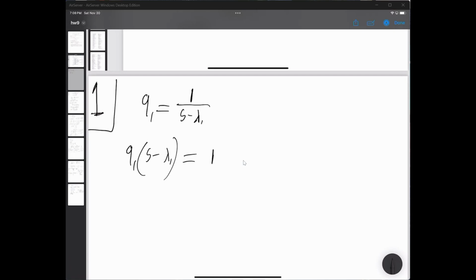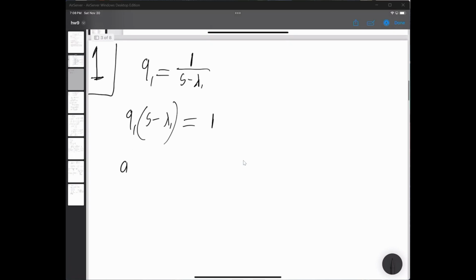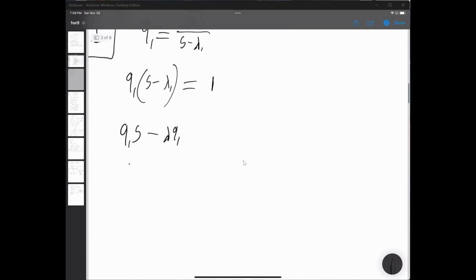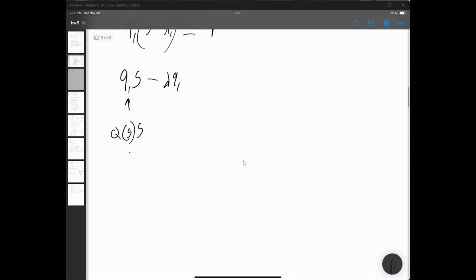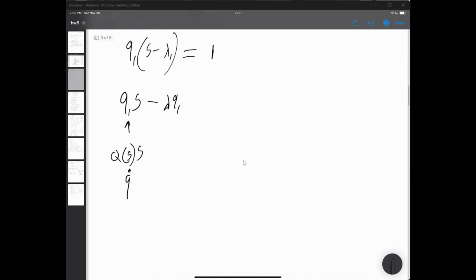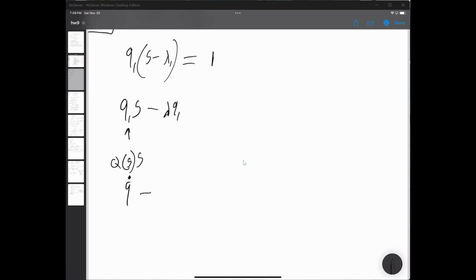And we're going to get Q1 S minus lambda Q1. As we know, Q of S times S is equal to Q prime, which is equal to 1 plus lambda Q1. That's the state space for the first one.